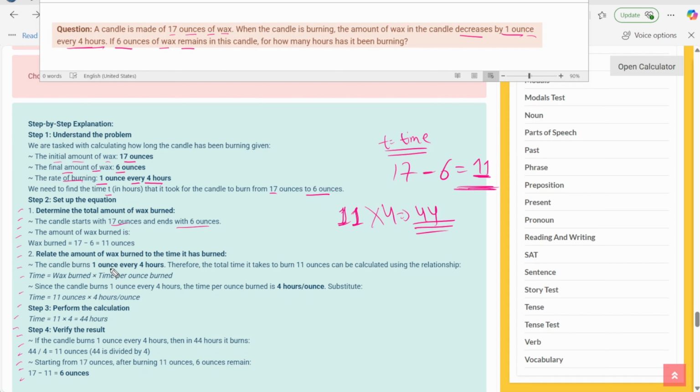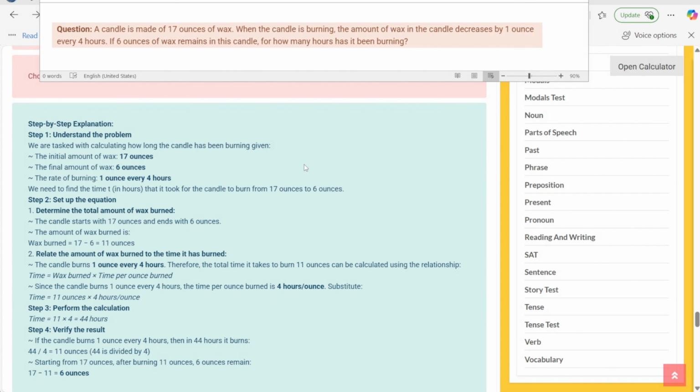17 ounces end up as 6 ounces. We subtract, and we have 11 ounces of wax burned, times the time per ounce burned. 11 multiplied by 4, we get 44, and that's how we get it. If we verify it the other way around, that's how we get our answer. Mathematically and logically, you do almost the same thing immediately. You have 17 ounces, you subtract whatever is left, you get the amount that was burned, and then you just multiply by the hours per ounce. You solved it. Easy, right?